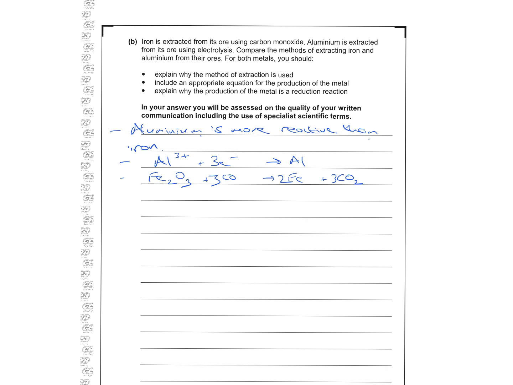And then the third one is explain why the production of the metal is a reduction reaction. Well, if we look at the aluminium one first, we see that the aluminium ions gain electrons, and reduction is gain of electrons. Please make sure you say ions here. Don't just say aluminium gains electrons. You could use the symbol. I suppose you could say Al3+ gains electrons. That's okay. But ions is key.